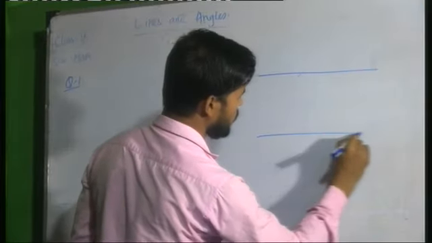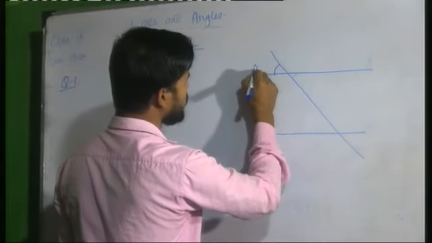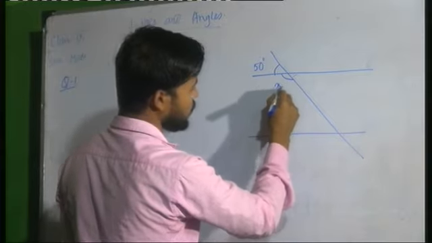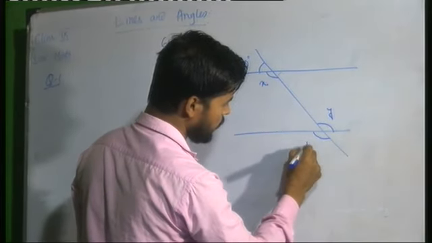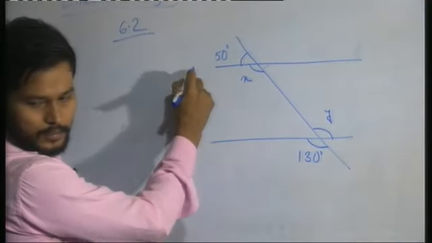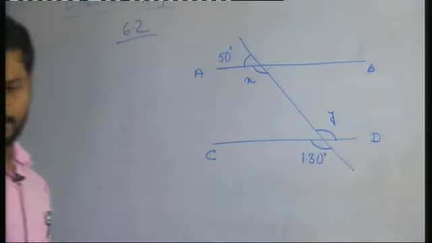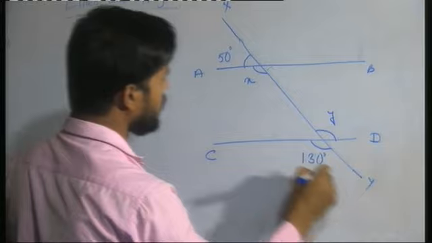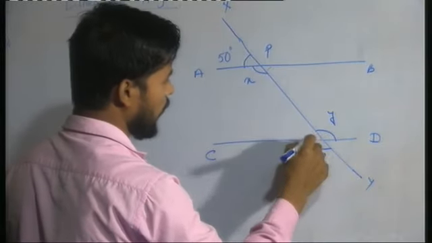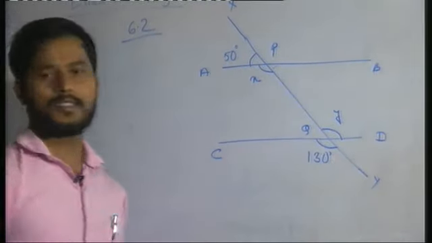There are two lines and one transversal. It is given that this angle is equal to 50 degrees, this angle is equal to x, this angle is y, and this angle is equal to 130 degrees, and the lines are line AB and line CD. I'm naming the transversal XY, which intersects at points P and Q. Here we have to find the value of x and y, and hence show that line AB and line CD are parallel.